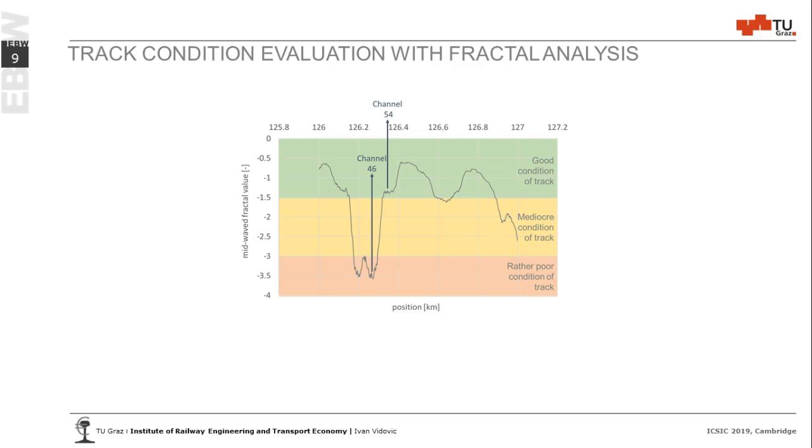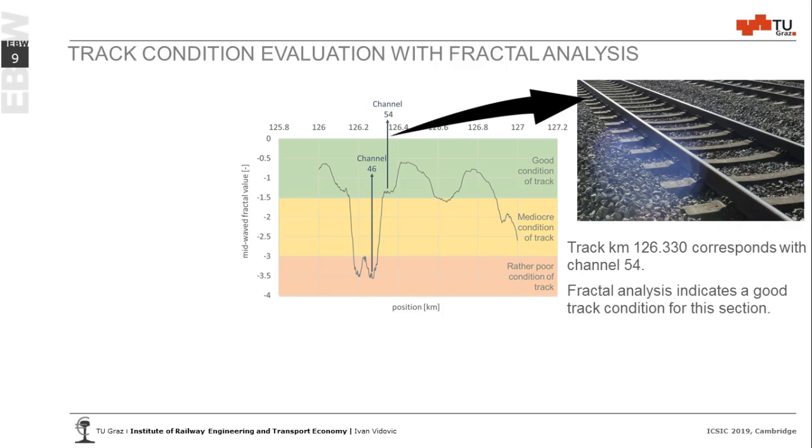So let's take a look at 2 channels. Channels are always linked with a track kilometer. So we have here 2 channels. The first channel, 54, corresponds to track kilometer 126.33 and shows a very good condition. Concrete sleepers, new ballast, and it indicates a track section with a good condition.